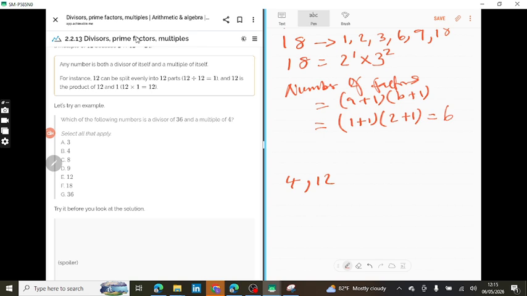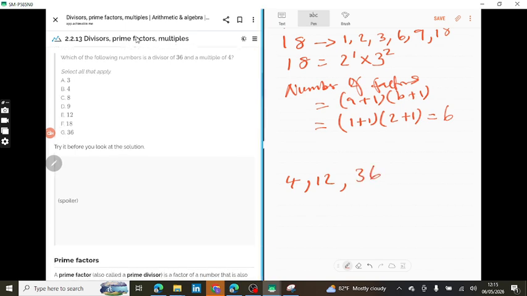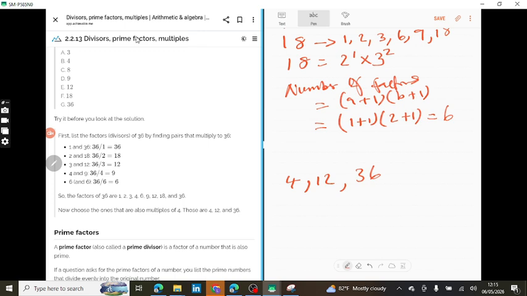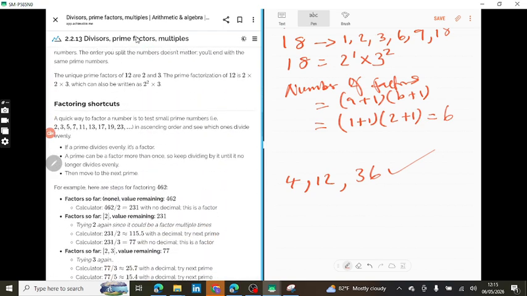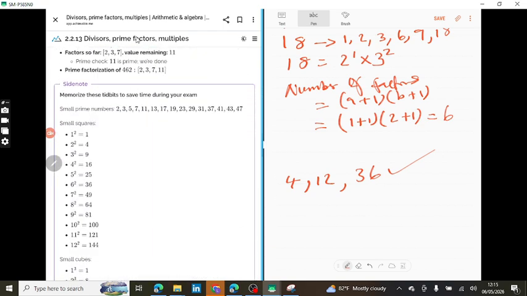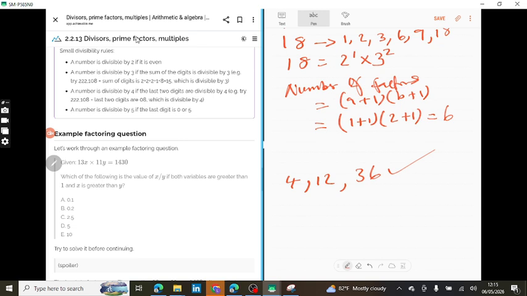Then 36. Okay, I hope they show the solution. Oh yeah, so we have 4, 12, and 36. Okay, so we have prime factor. I think we have talked all about this. I've already talked about this.